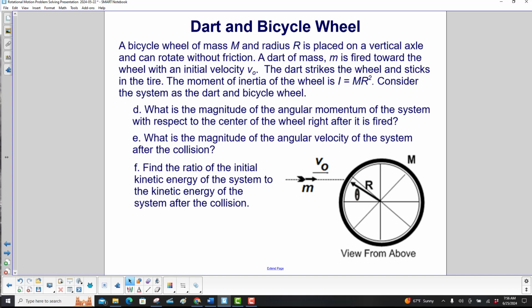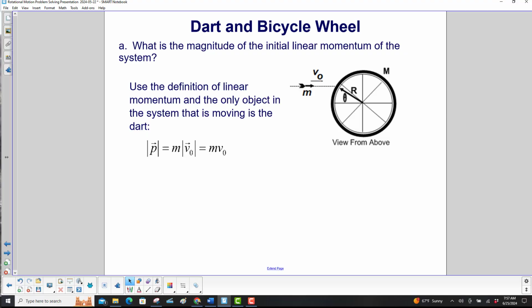D. What is the magnitude of the angular momentum of the system with respect to the center of the wheel right after it is fired? E. What is the magnitude of the angular velocity of the system after the collision? And F. Find the ratio of the initial kinetic energy of the system to the kinetic energy of the system after the collision.